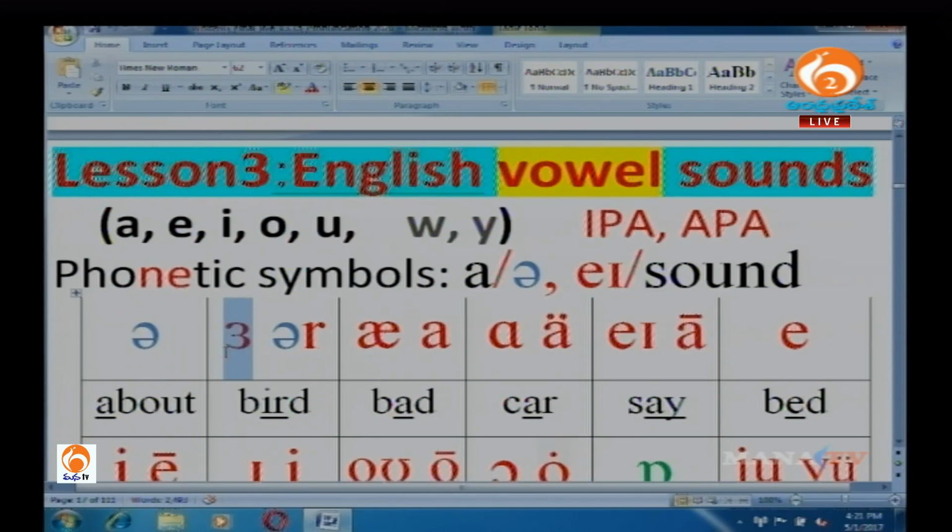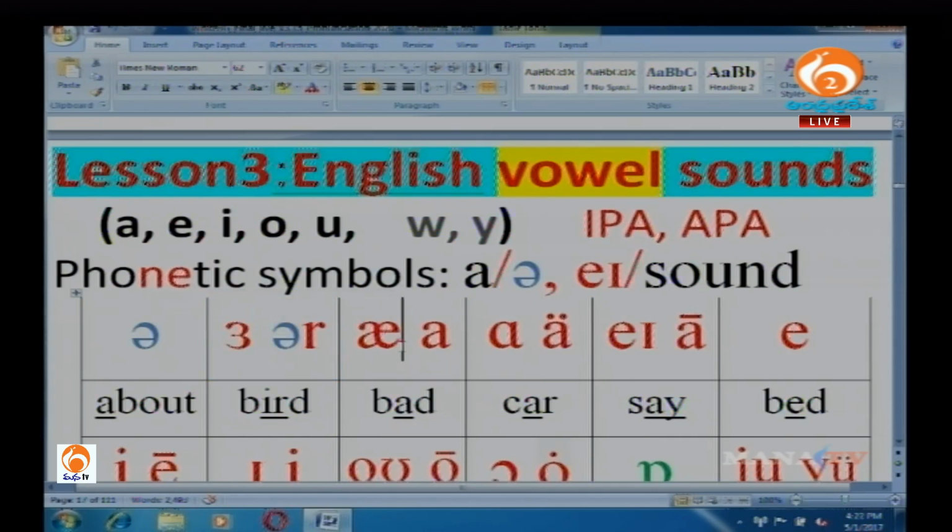This is the sound of long... Americans use this sound as in bird, girl, okay? This is the symbol, International Phonetic Alphabet, for the sound. The letter A can take any of these sounds, okay? It can take any of these sounds.